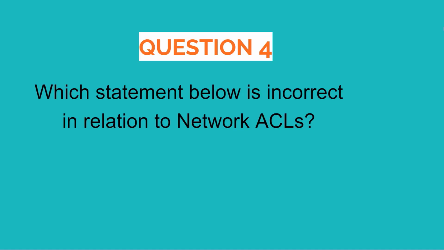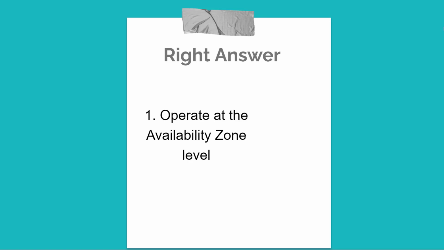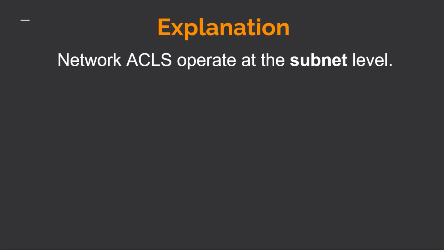Question. Which statement below is incorrect in relation to network ACL? Option 1. Operate at the availability zone level. 2. Support allow and deny rules. 3. Stateless. 4. Process rules in order. Right answer is 1. Operate at the availability zone level. Explanation. Network ACLs operate at the subnet level.